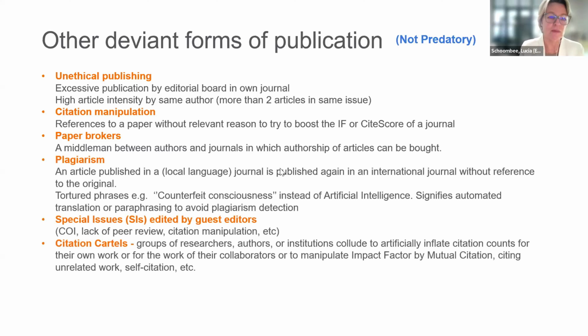So that's plagiarism. And one of the recent things that we've seen also is tortured phrases, which is a signal of translation or paraphrasing to avoid plagiarism detection, right? So these tortured phrases are things like counterfeit consciousness. You can see this is AI that has translated terminology. So counterfeit consciousness is supposed to be artificial intelligence, right? So that's just paraphrasing to hide the plagiarism that was committed.